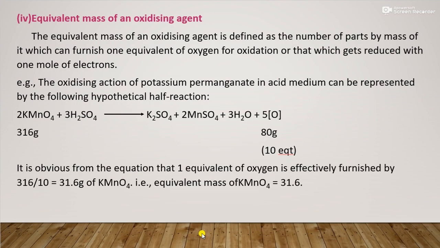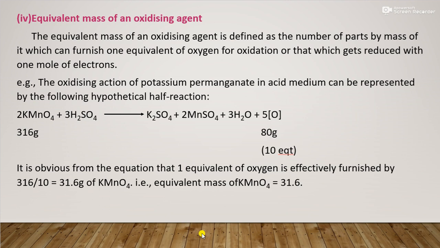The next is equivalent mass of an oxidizing agent. Here the equivalent mass is defined as the number of parts by mass of it which can furnish one equivalent of oxygen for oxidation, or that which gets reduced with 1 mole of electrons. For example, the oxidizing action of potassium permanganate in acid medium can be represented by the following hypothetical half reaction. Here 2KMnO4 plus 3H2SO4 gives K2SO4 plus 2MnSO4 plus 3H2O plus 5 oxygen.